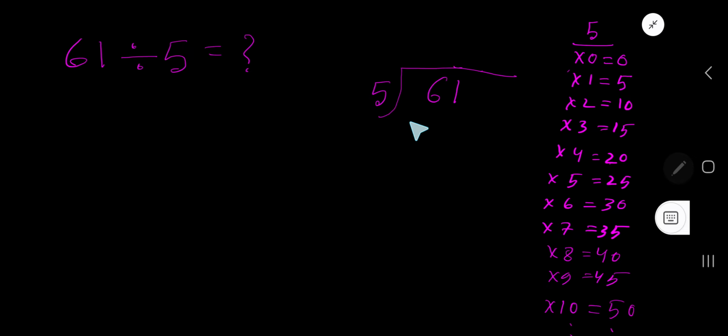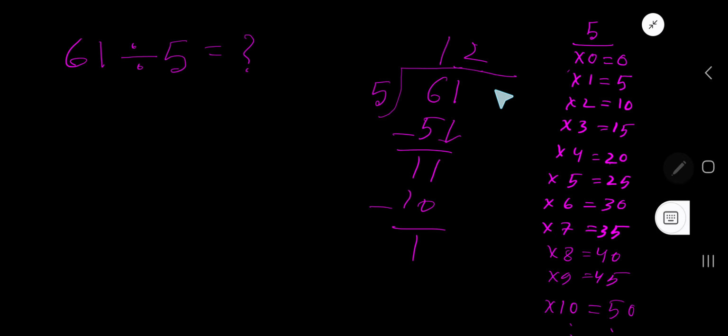this process will continue. 5 goes into 6 how many times? 2 times is 10, which is greater, so 1 time. 1 times 5 is 5, subtract, 1, bring down the next digit. 5 goes into 11 how many times? 3 times is 15, which is greater, so 2 times. 2 times 5 is 10, subtract, 1. So our answer is 12, remainder 1.